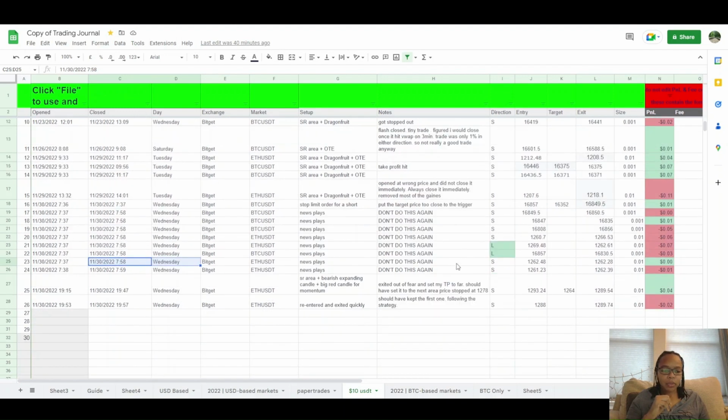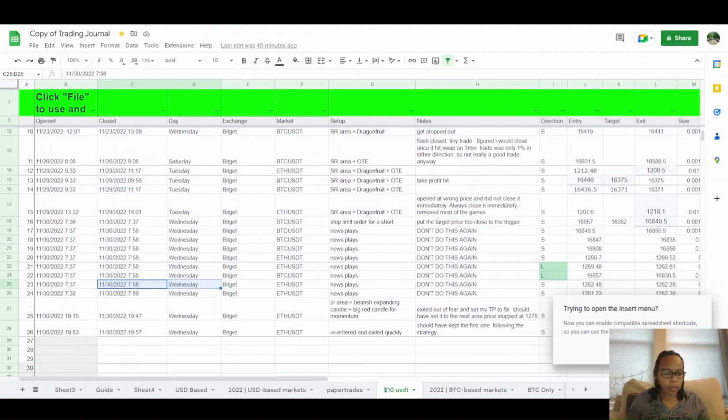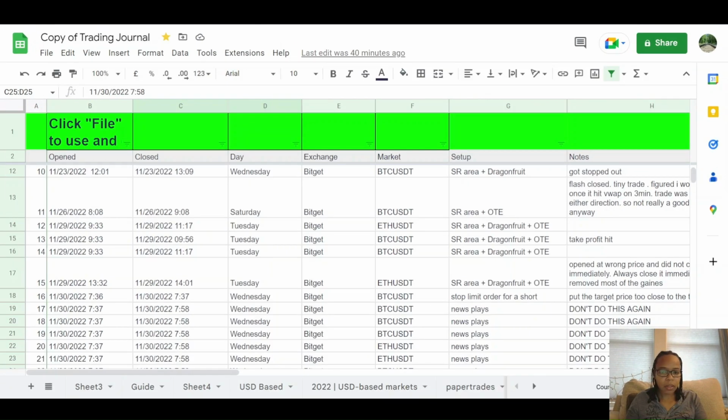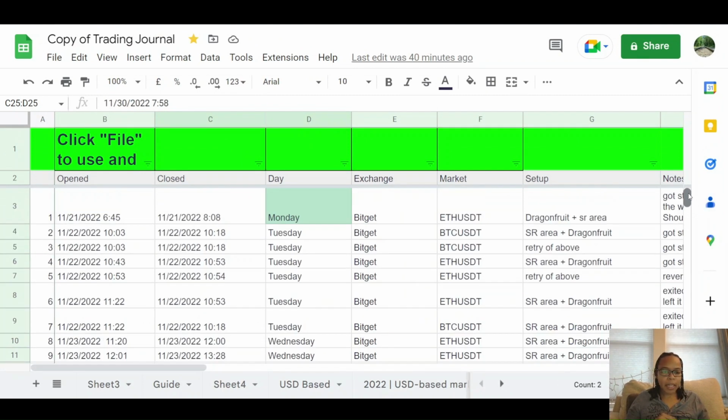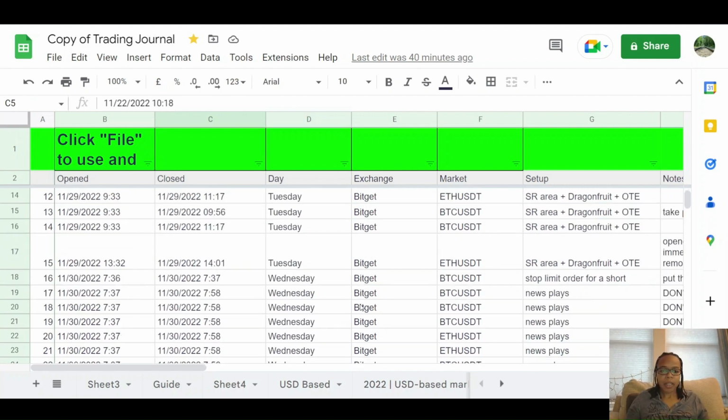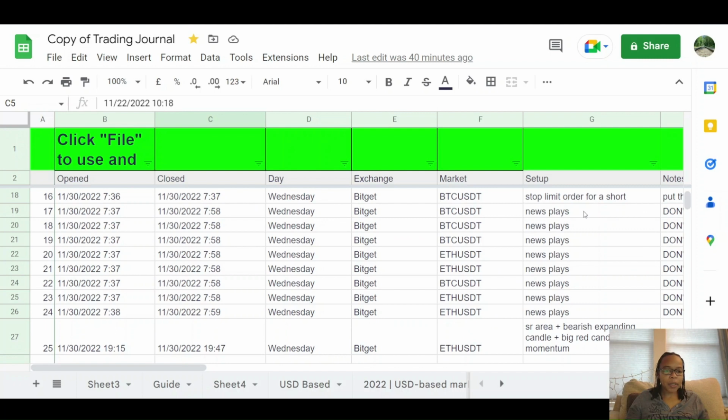And look at my journal. Can I zoom in on this thing? Okay, let me try to zoom in. All right, so look at this, this is my $10 USDT. I don't know if I'm zoomed in too far, but you guys can see that. Anyway, this is my $10 USDC. And look at the news play.